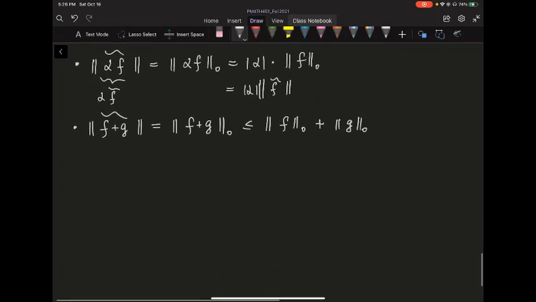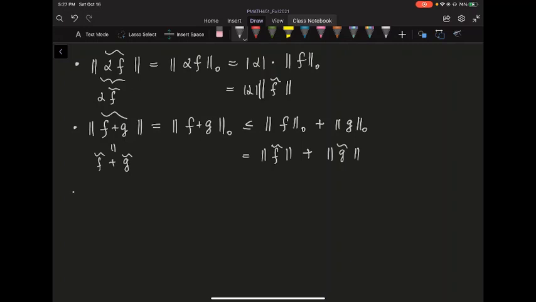And on the right-hand side, you can say the first one is just the norm of the equivalence class of f, and the norm of the equivalence class of g. And again, the equivalence class of f plus g is just the equivalence class of f plus the equivalence class of g. So you prove the triangle inequality.